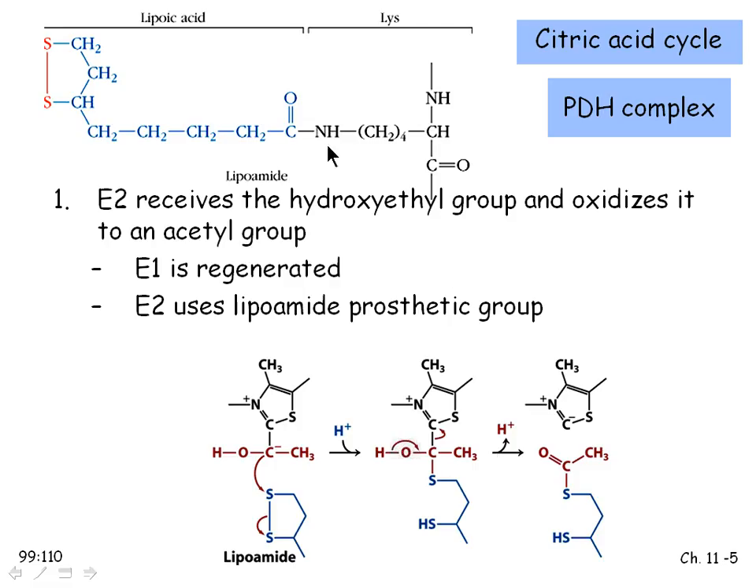And I guess I didn't introduce lipoic acid yet. Lipoic acid is yet another B vitamin. And it has this interesting structure up in here. This is the business end for lipoic acid. This sulfur is going to do the work. So what was a covalent attachment to the thiamine is turned into a covalent attachment to the lipoamide, and in the process it regenerates the E1's thiamine pyrophosphate.